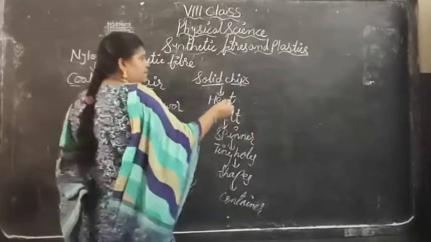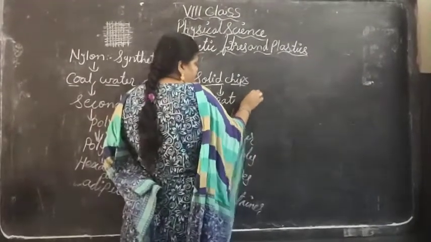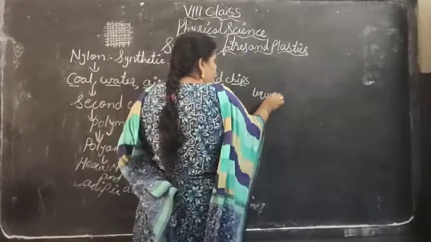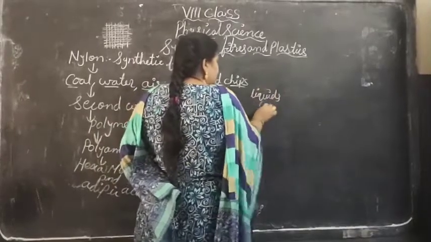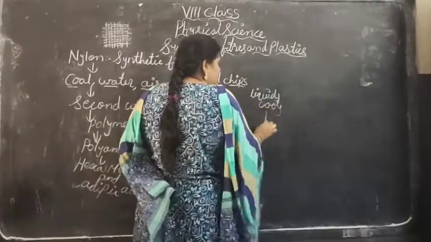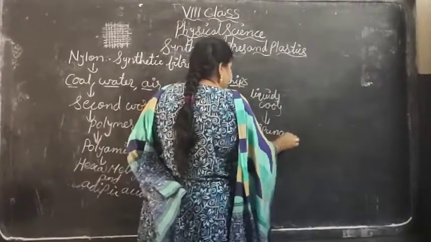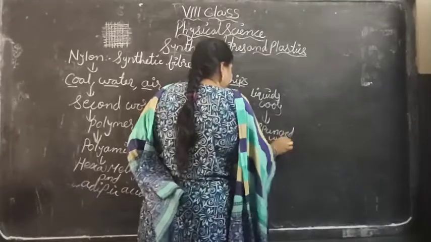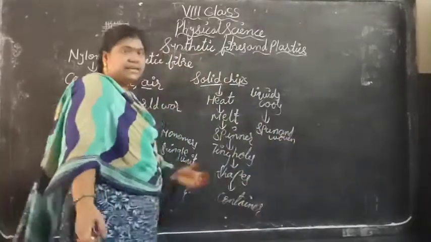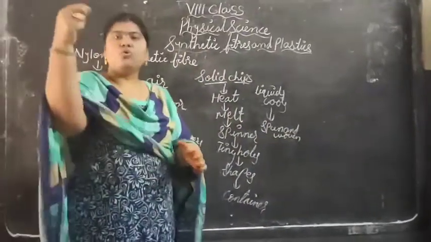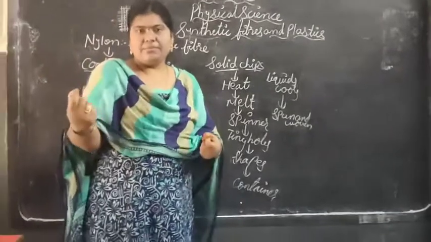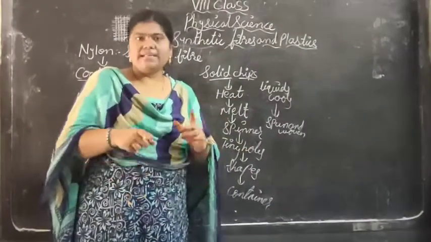When this liquid cools, we will spin it. When this liquid cools, what will we do? We will slowly drag the thread from it, and that is what is called nylon thread.